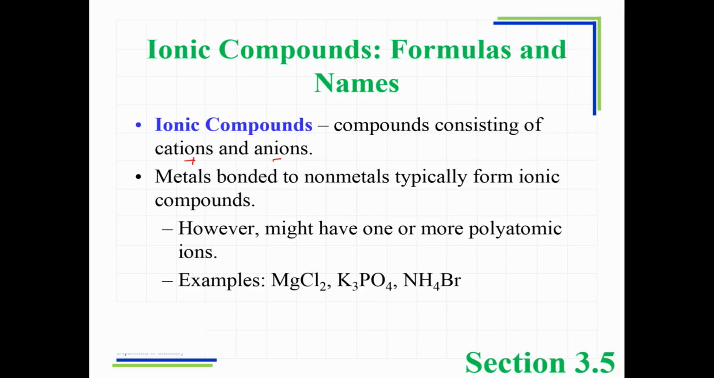Now, we're going to see why this is as we proceed through our world of chemistry, but metals bond with nonmetals most typically as ionic compounds. Metals love to turn into cations, nonmetals love to turn into anions, and as soon as you have opposite charges, they're going to attract, okay?